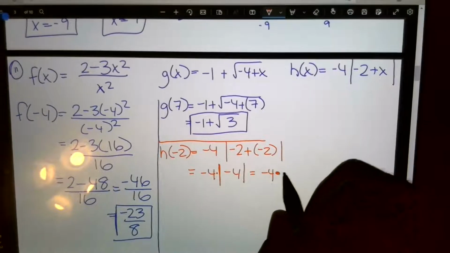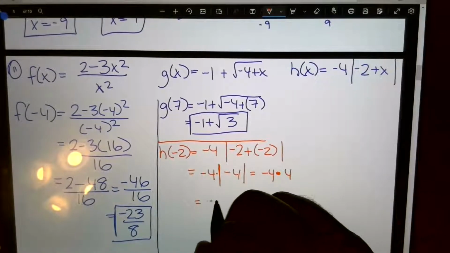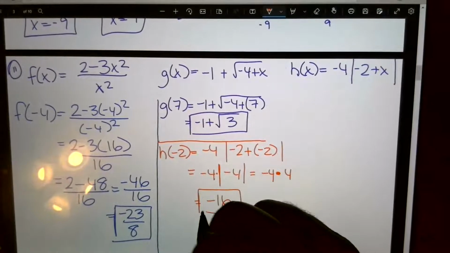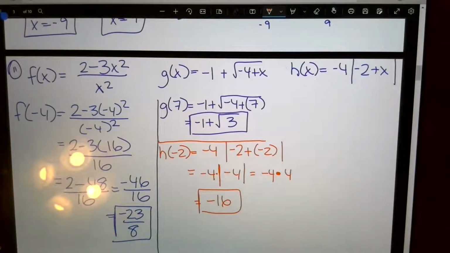Negative 4 times 4, which is negative 60. All right. We like these types of functions because it's just plugging things in. All right.